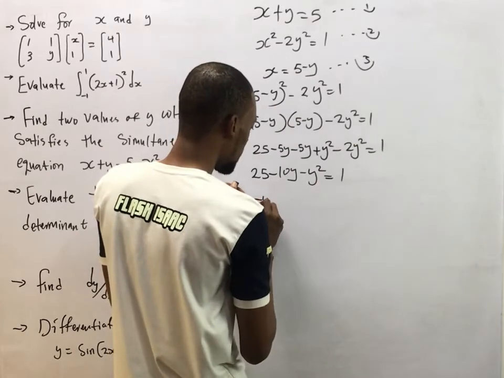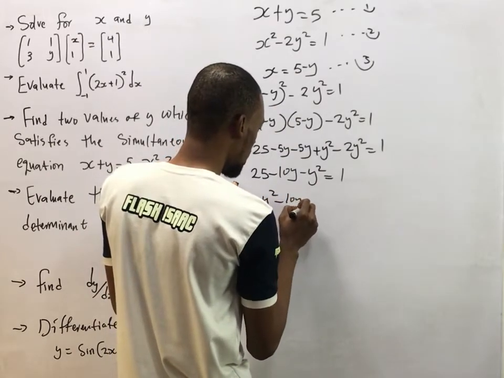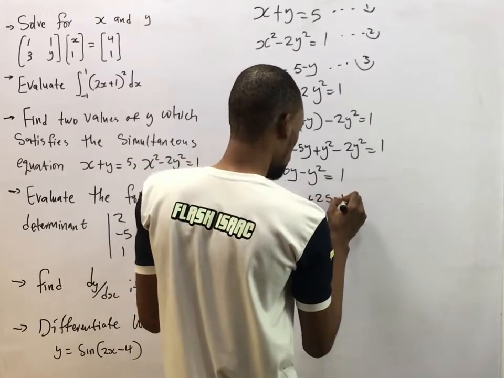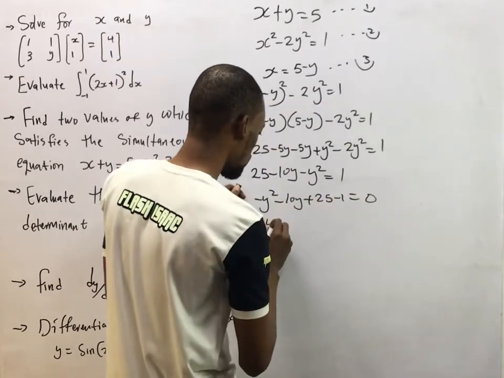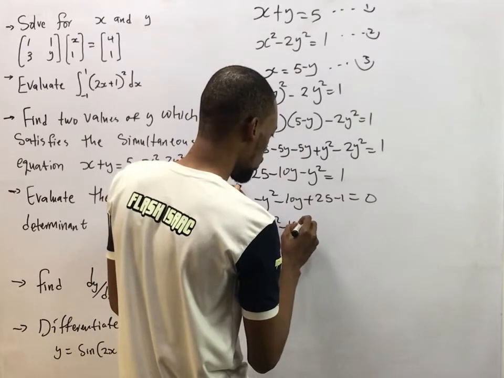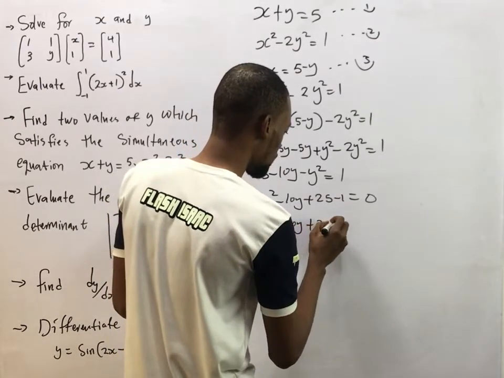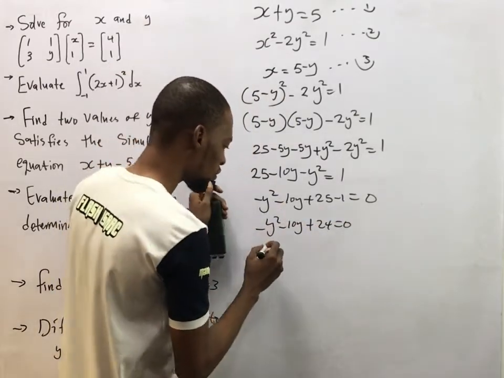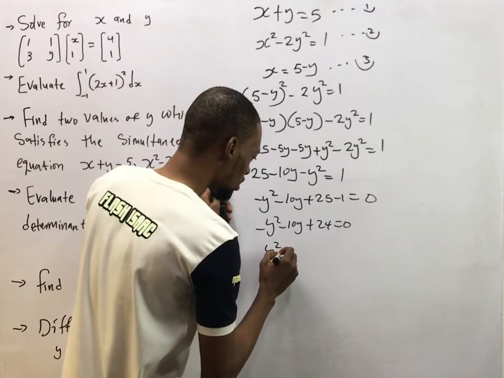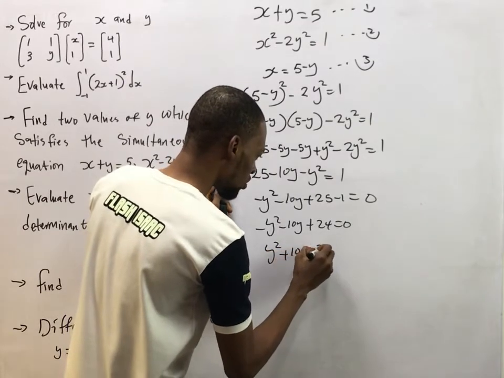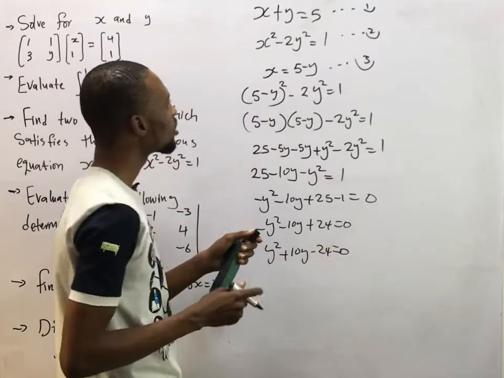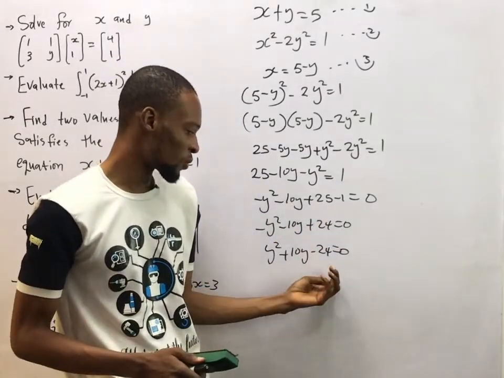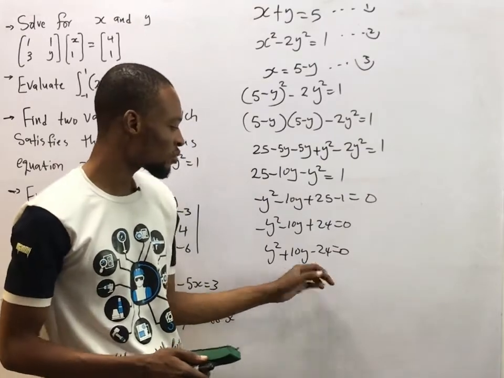So this will leave you with minus y squared minus 10y plus 25 minus 1 is equal to 0. So minus y squared minus 10y plus 24 is equal to 0. Multiplying everything by minus 1, we have y squared plus 10y minus 24 is equal to 0. So this simultaneous equation has led us to a quadratic equation. So we need to solve this quadratic equation.